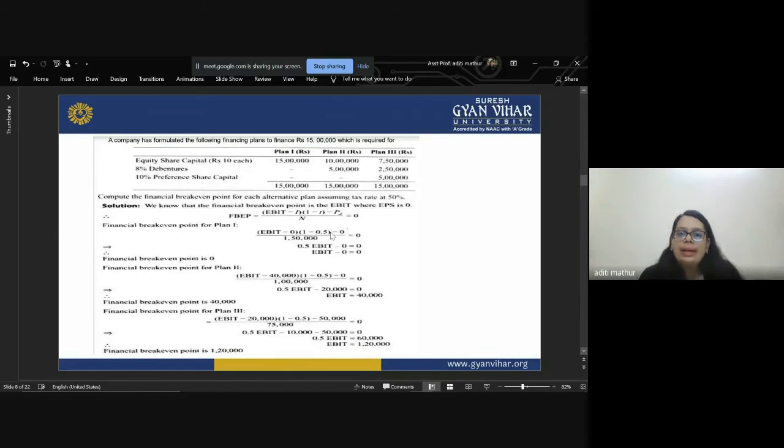A company has formulated the following financial plan to finance 15 lakh rupees, which is required for the company, right? And this is how your capital structure is designed. They have three plans to raise the 15 lakh rupees which they require. So the first plan is to get the money from equity share capital only. That means they don't want to have any preference share, they don't want to have any debt element, right? So they are raising their entire 15 lakh from equity.